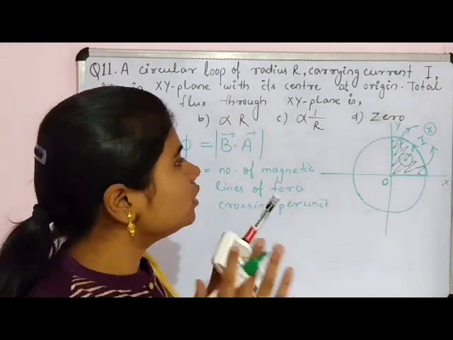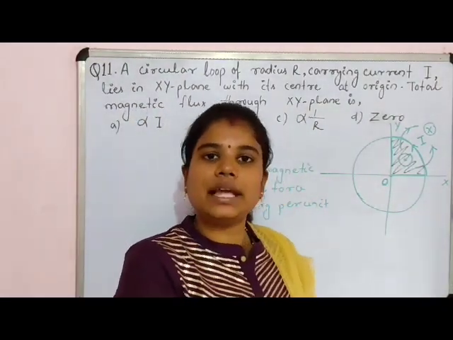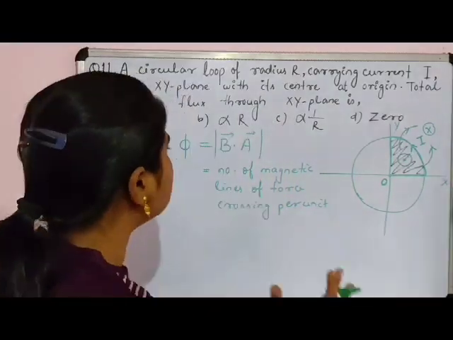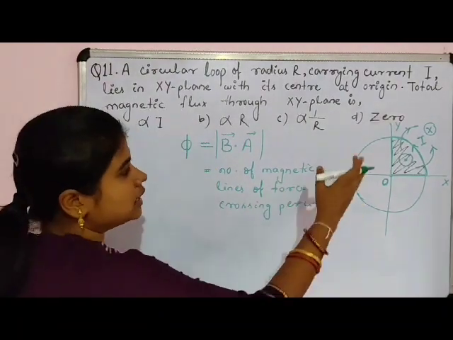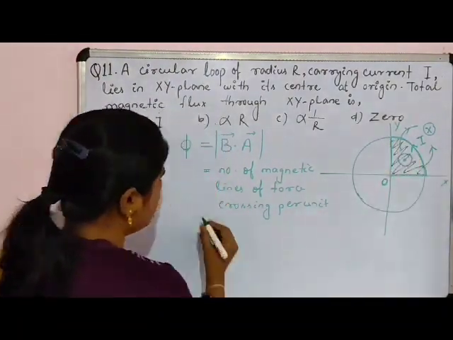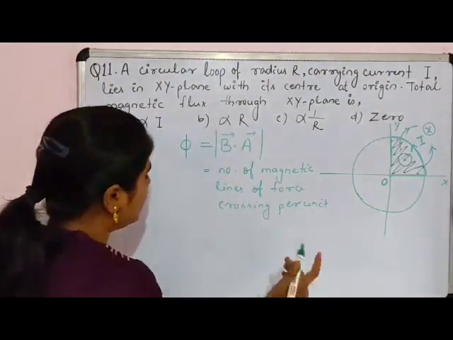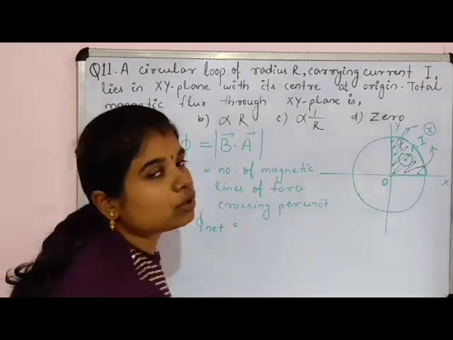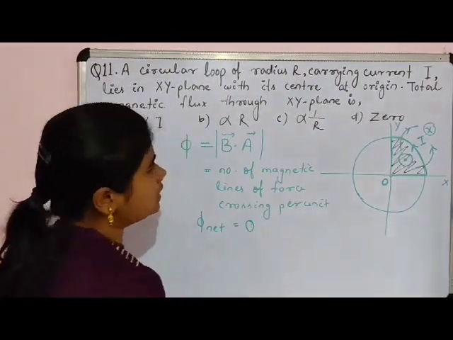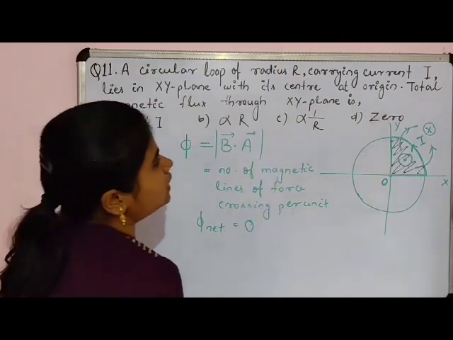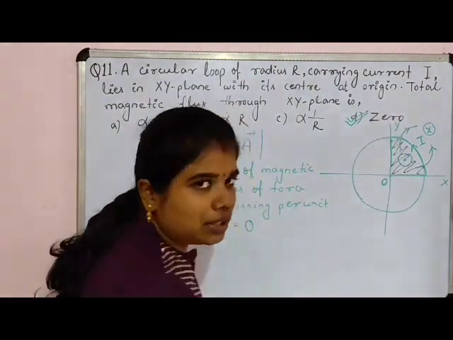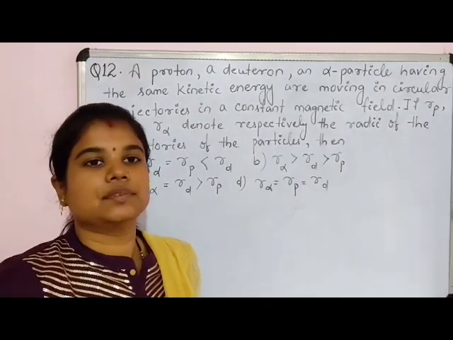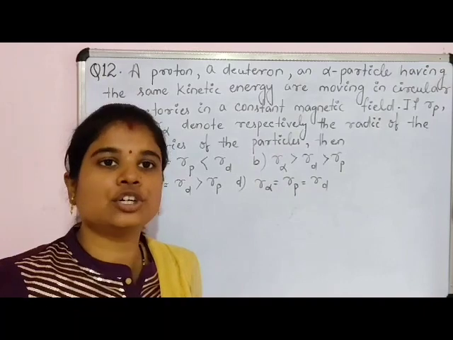Right? So the number of lines of force entering the plane is equal to the number of lines of force coming out of the plane. So the total number of magnetic lines of force crossing the area of the xy plane will be equal to 0, and hence we can say the net flux through the xy plane because of the circular loop will be equal to 0. So from the options, as you can see, option D is the correct one. Now this is the answer to this question. I hope the 11th question is clear to all of you.